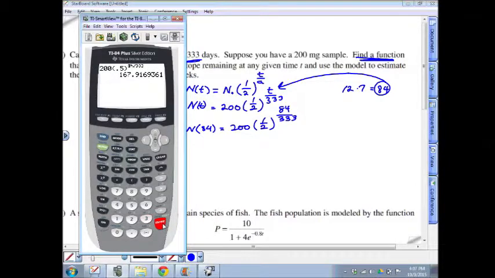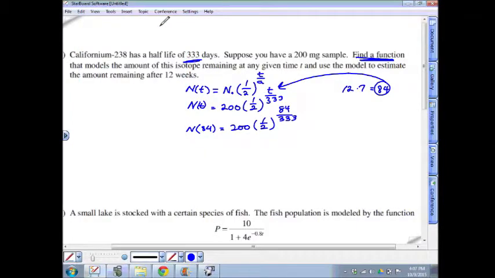But if you start with 200 milligrams, after 84 days, because of radioactive decay, it would have decreased to 167.92 milligrams.